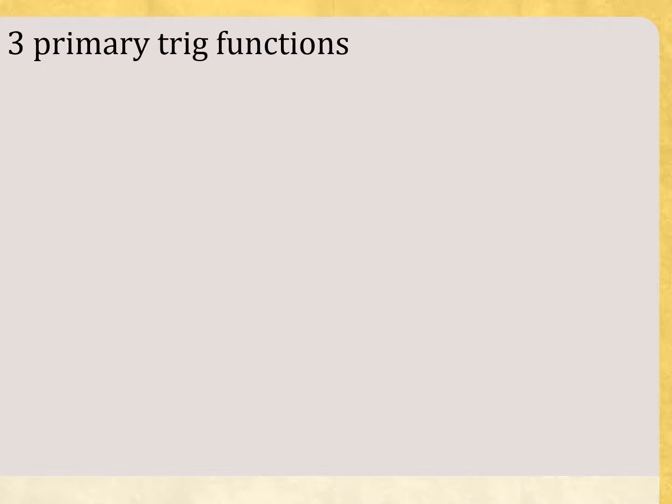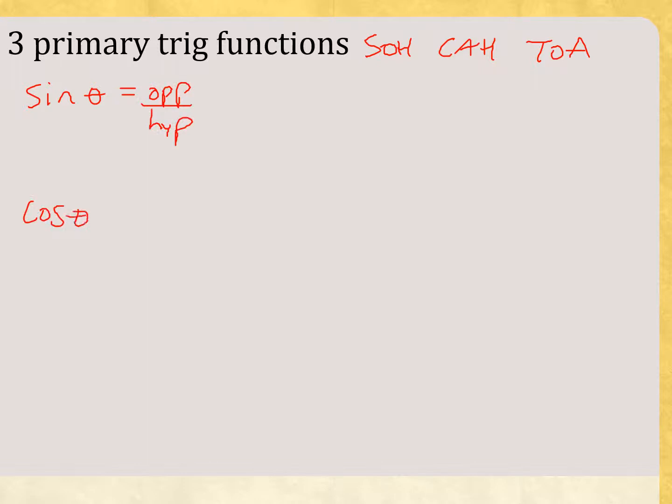Our three primary trig functions. So those 9 letters that you have to have memorized: SOHCAHTOA. The S stands for sine. Sine theta goes in order, opposite over hypotenuse. Cos theta, adjacent over hypotenuse. And tan theta, opposite over adjacent. So as long as you can memorize SOHCAHTOA and realize the letters go in order, you should never forget those primary trig functions.